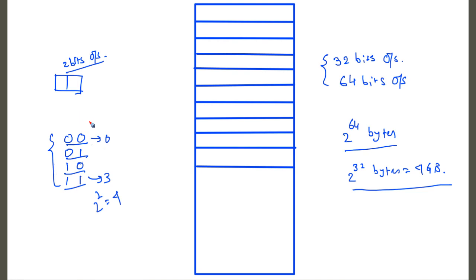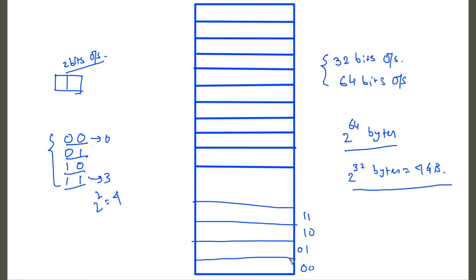So whatever the size of the RAM in that case is, only 4 bytes, the first 4 bytes: this is 00, this is 01, this is 10 and this is 11. Only these first 4 bytes of the RAM could be addressed by this operating system using this addressing scheme. And in this case, the operating system cannot access the rest of the memory. Whatever the size of the RAM is, only the first 4 bytes could be addressed and used by the operating system if the addressing scheme is 2 bits.